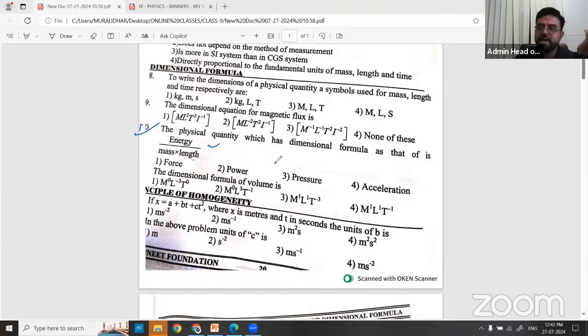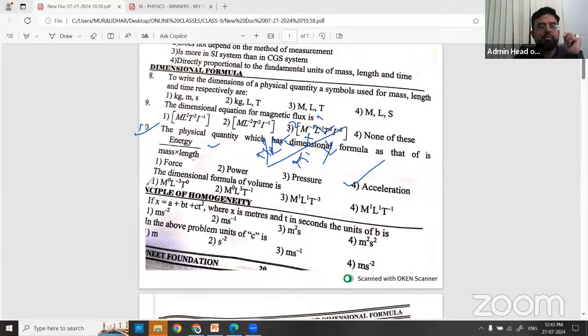What is energy? Again, work only. That is M^1 L^1 T^-2 into distance. Energy is nothing but force into distance, L^1. By mass, M^1 L^1. You can cancel out M^1, L^1. What is left here? L^1 T^-2. L^1 T^-2 is nothing but acceleration. Like that we will calculate.